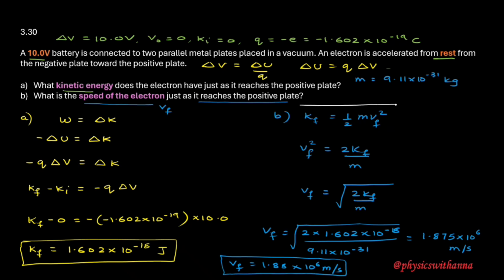You can also use shift solve at this point to find your velocity V final if you do not wish to rearrange. And the mass of the electron again will be a constant, which is 9.11 times 10 to the power negative 31 kilogram. And the final kinetic energy we already found in part A.